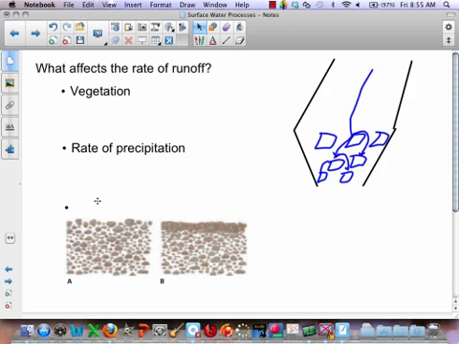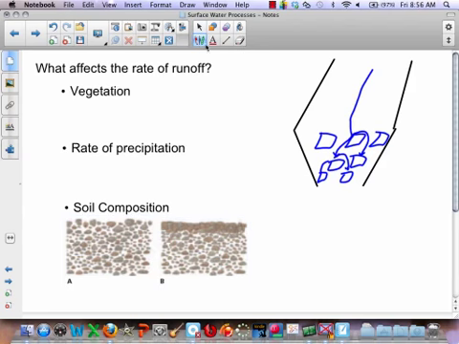Thank you. One of the things we also said was this thing called soil. That definitely affects our runoff as well. And what I want you to notice here, take a look at the difference between A and B. What do you guys notice? Yeah, we have a more compacted soil on B than we do in A.